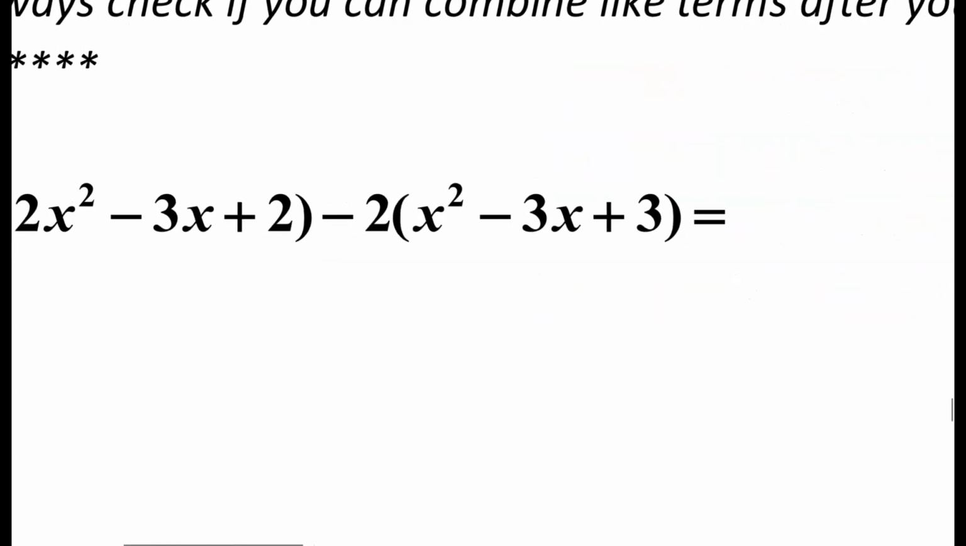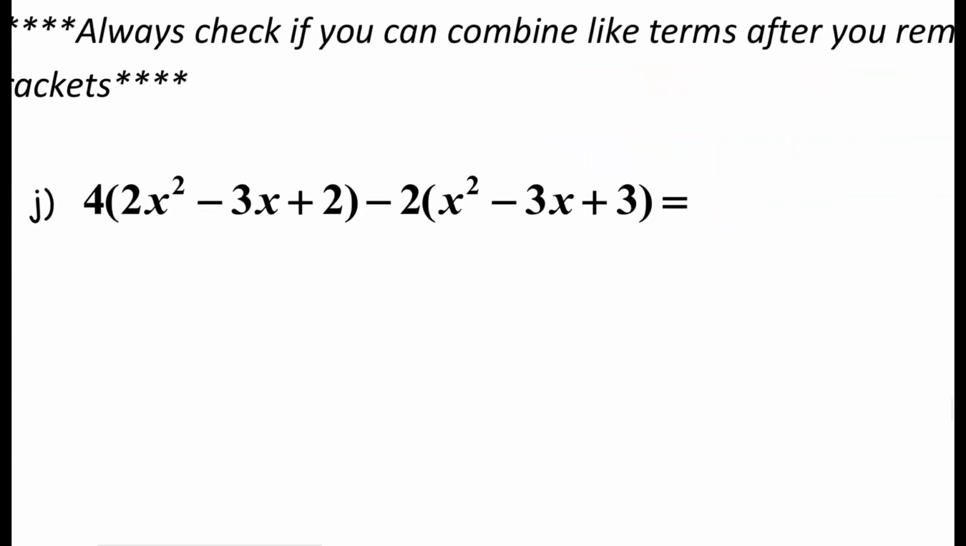So looking at this problem here, we have to first distribute the 4 within. So it's going to be going onto the 2x squared, onto the negative 3x, and onto the 2, and then distribute for this bracket as well. Then we're going to be looking at adding the opposite because it is a subtraction question. You can tell that by looking at the negative 2 within the 2 sets of brackets there. And then the last thing is combining like terms.